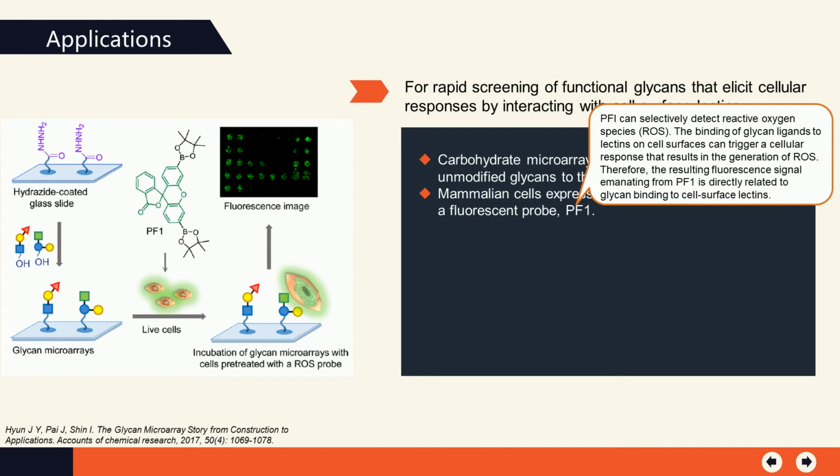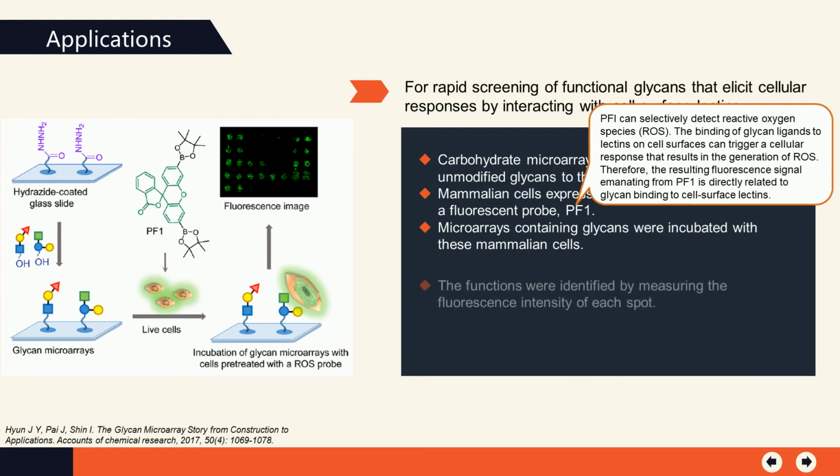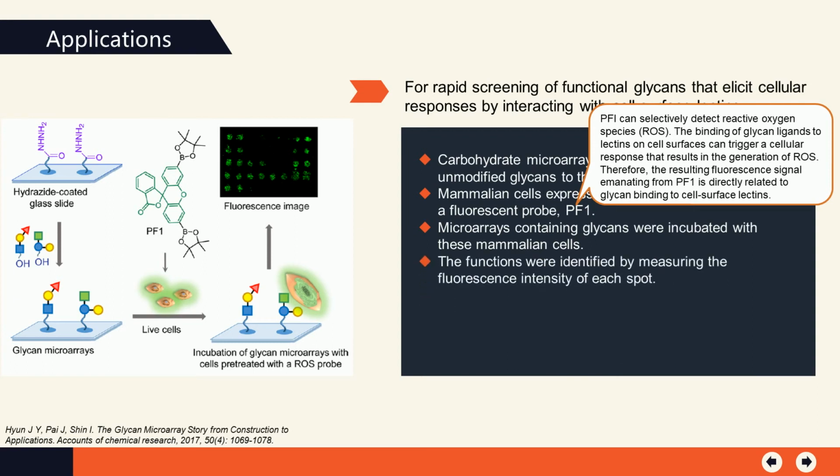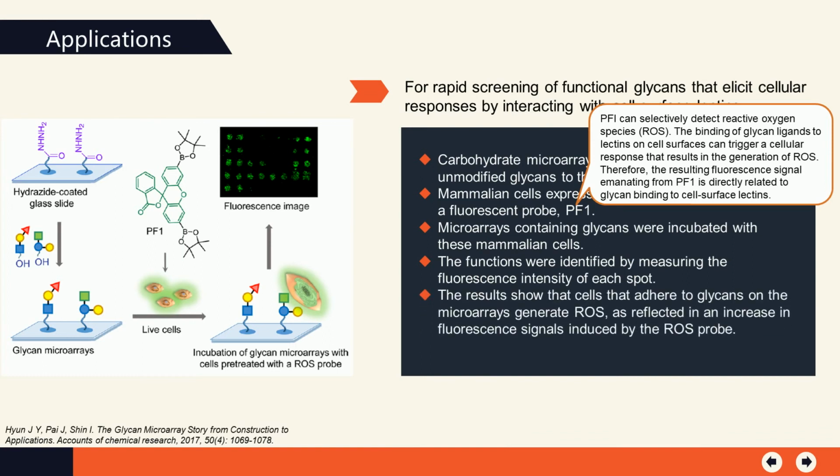The binding of glycan ligands to lectins on cell surfaces can trigger a cellular response that results in the generation of ROS. Therefore, the resulting fluorescence signal emanating from PF1 is directly related to glycan binding to cell surface lectins. And the microarrays containing glycans were incubated with these mammalian cells. The functions were identified by measuring the fluorescence intensity of each spot. The results show that cells adhering to glycans on the microarrays generate ROS, as reflected in an increase in fluorescence signals induced by the ROS probe.